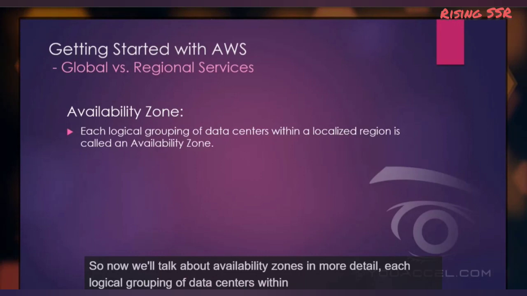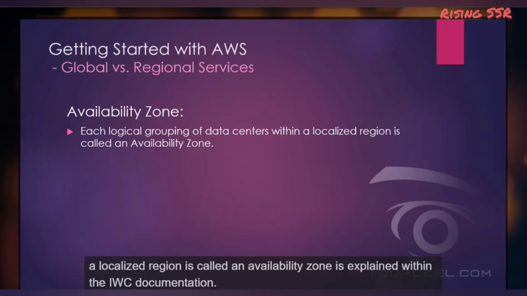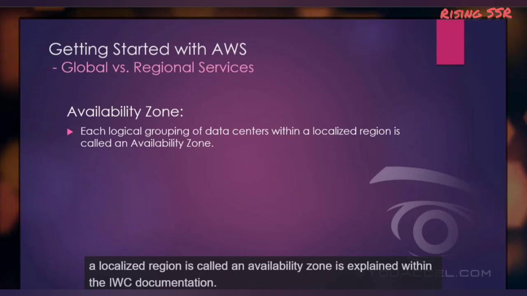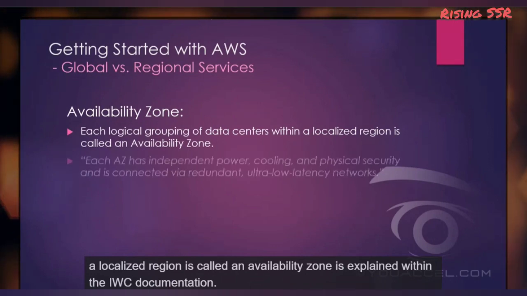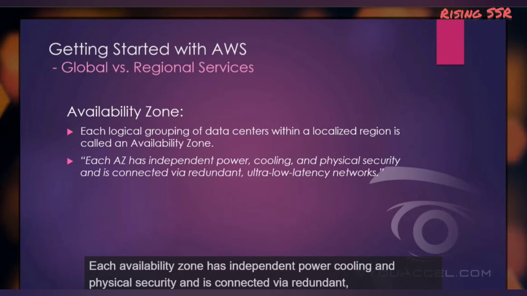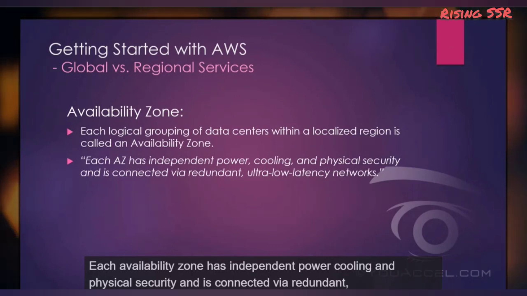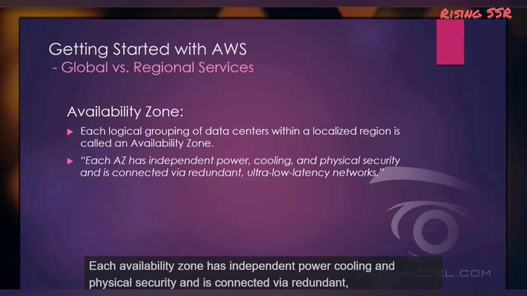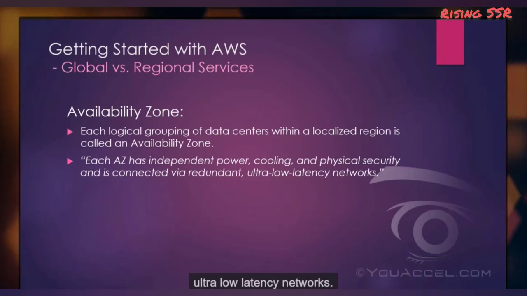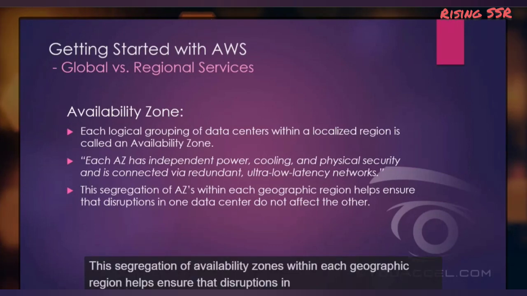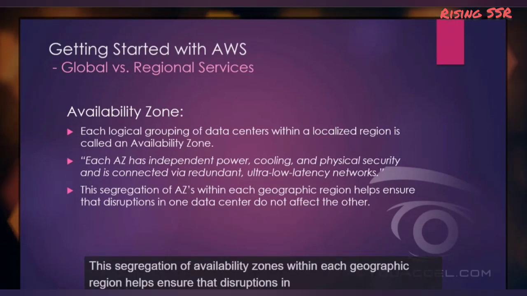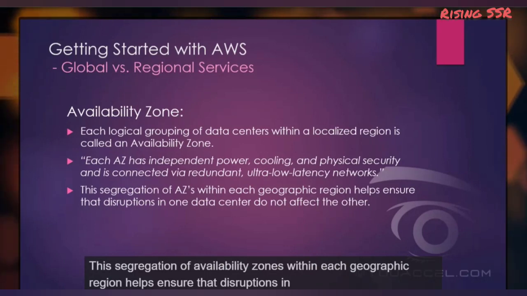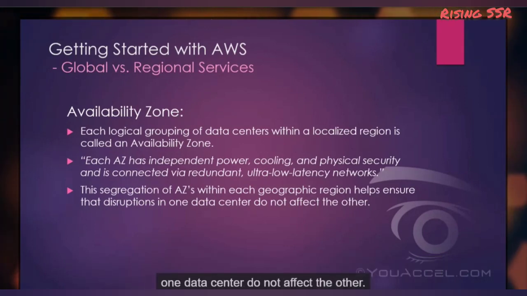Each logical grouping of data centers within a localized region is called an availability zone. As explained within the AWS documentation, each availability zone has independent power, cooling, and physical security, and is connected via redundant, ultra-low latency networks. This segregation of availability zones within each geographic region helps ensure that disruptions in one data center do not affect the other.